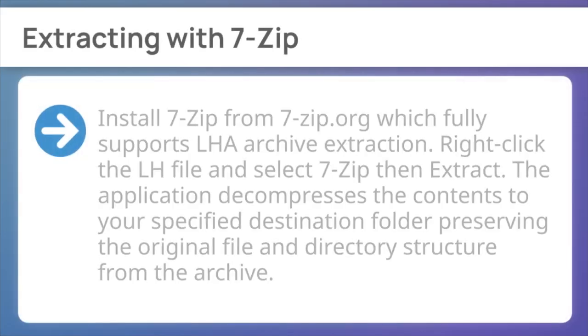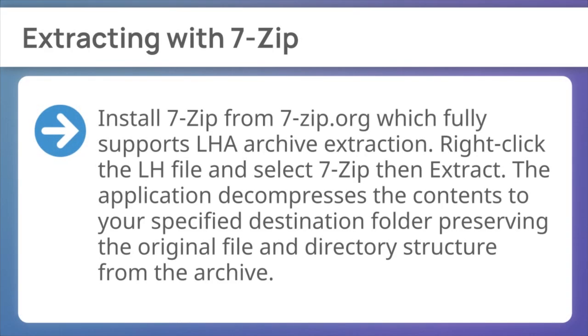First, extracting with 7-zip. Install 7-zip from 7zip.org, which fully supports LHA archive extraction. Right-click the LH file and select 7-zip, then extract. The application decompresses the contents to your specified destination folder, preserving the original file and directory structure from the archive.